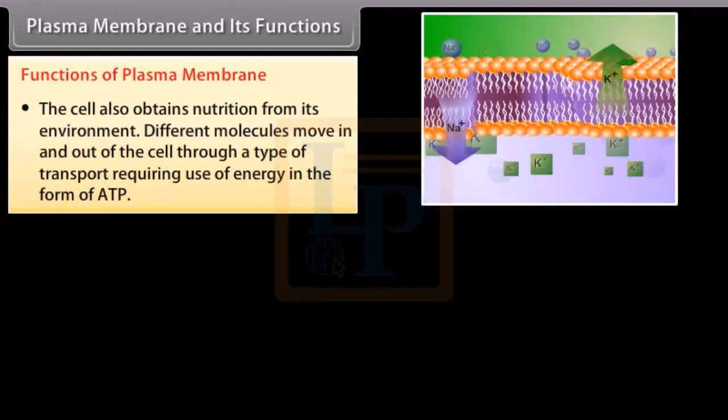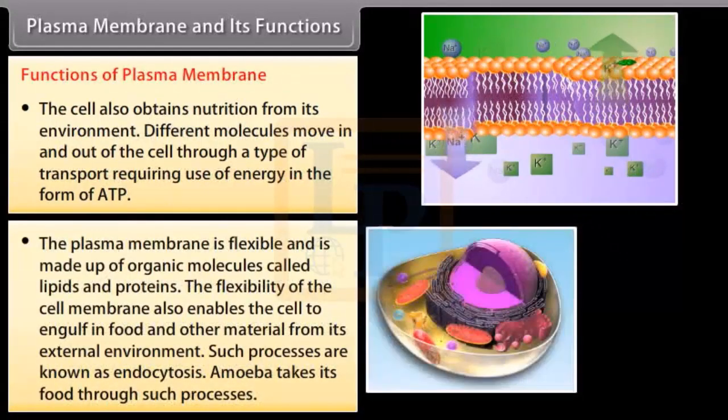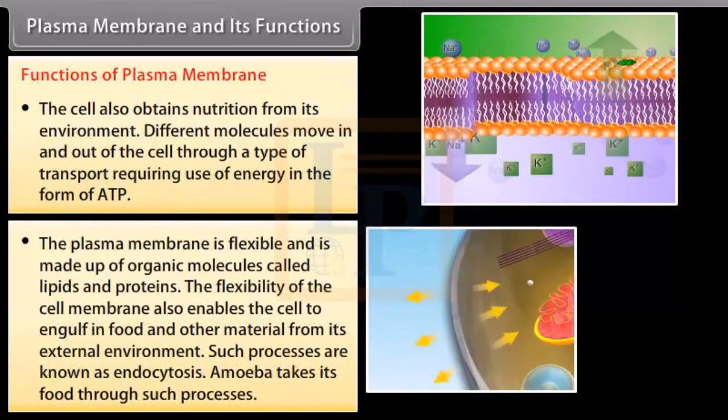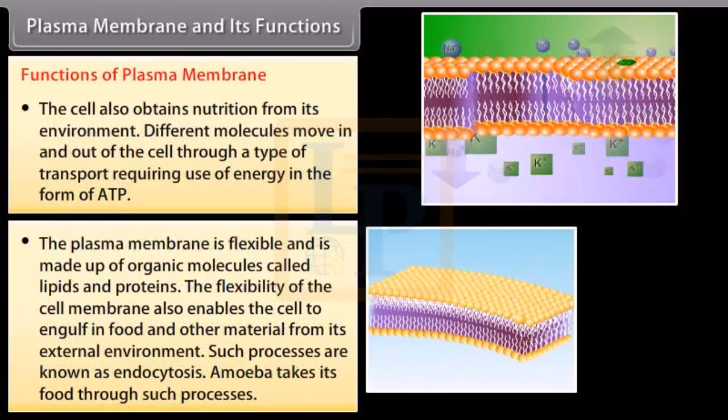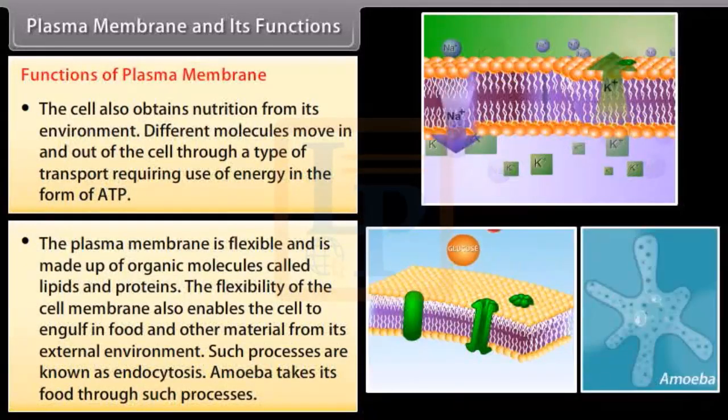Different molecules move in and out of the cell through a type of transport requiring the use of energy in the form of ATP. The plasma membrane is flexible and is made up of organic molecules called lipids and proteins. The flexibility of the cell membrane also enables the cell to engulf food and other materials from its external environment. Such processes are known as endocytosis. Amoeba takes its food through such processes.